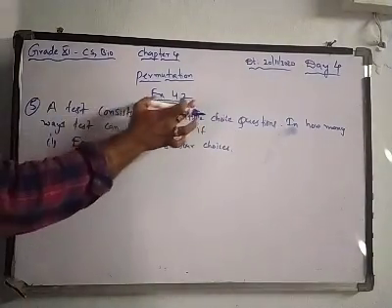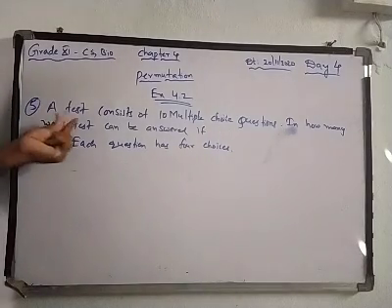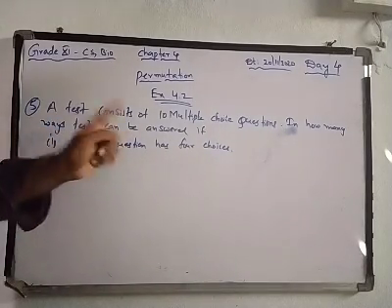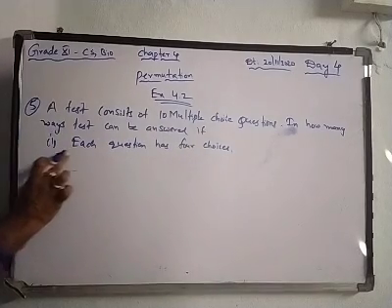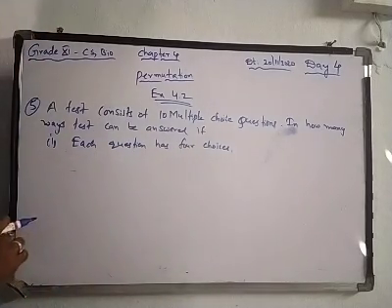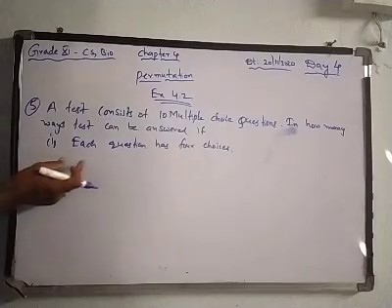Now the next question, exercise 4.2, fifth question. A test is consisting of 10 MCQs, multiple choice questions. In how many ways can the test be answered? First subdivision: each question has 4 choices. So here the repetition is allowed.